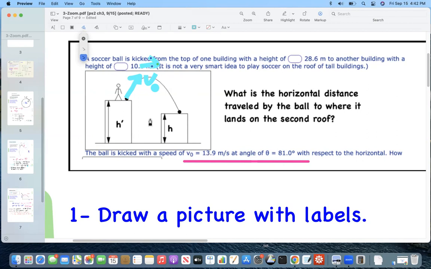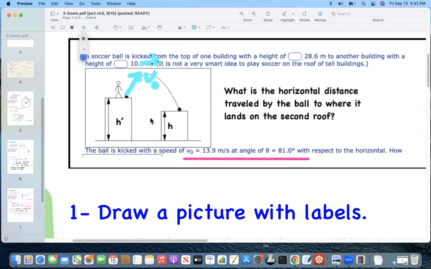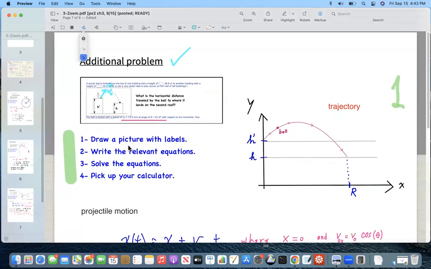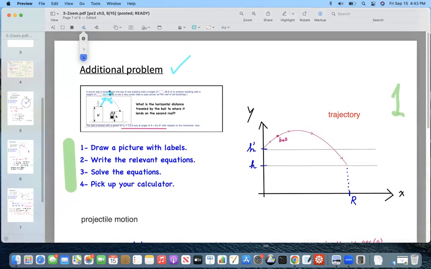So the first step is to draw a picture with labels. Well, we already have one picture, but this picture doesn't show everything. It'd be better to draw a better picture. Set up a coordinate system. Y is vertical, X is horizontal. It starts out, let's say at X equals 0. So let's define this to be the origin. It starts out at X equals 0 and Y equals H prime. That would be the height.